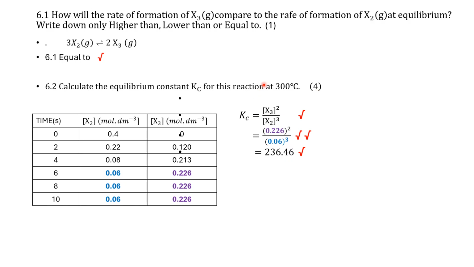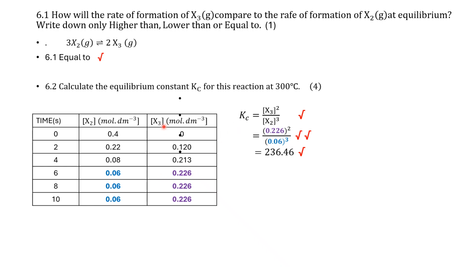Number 6.2, calculate the equilibrium constant Kc for this reaction at 300 degrees Celsius for 4 marks. So at 300 degrees Celsius, we can see here after 6 seconds, we've reached the same answer there. After 6 seconds, reached the same value of concentration. Concentration hasn't increased or decreased. So therefore, X2 and X3, that's my equilibrium concentration.